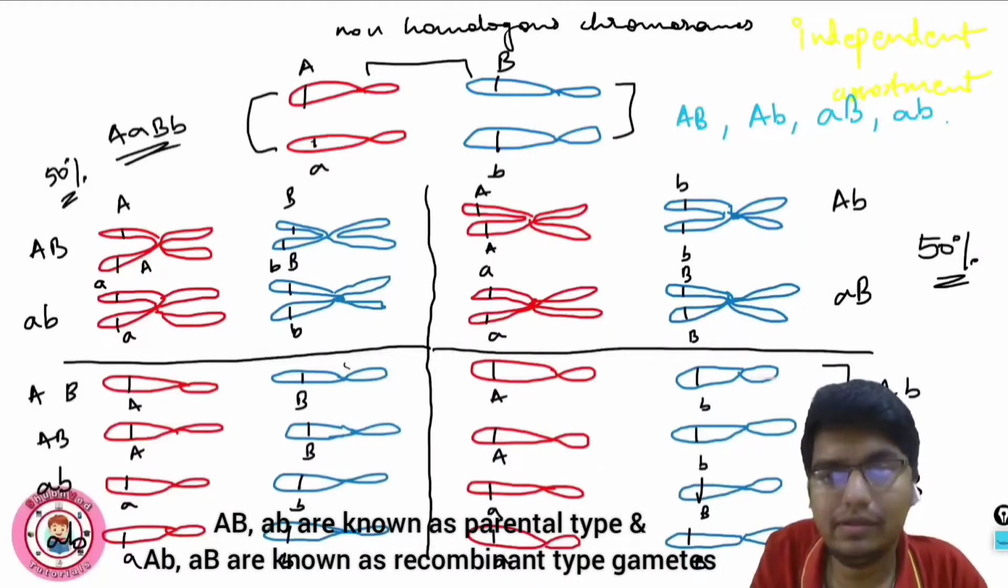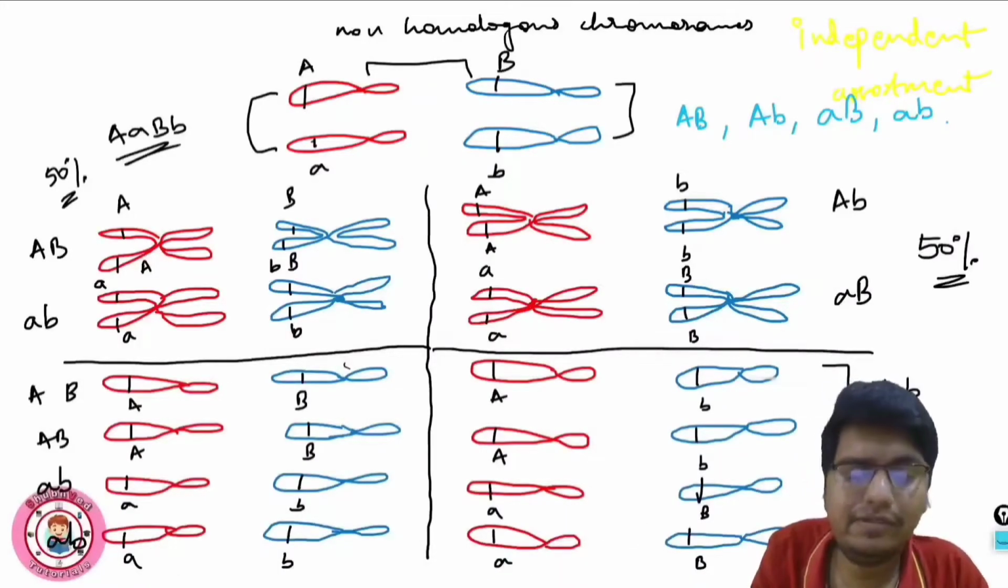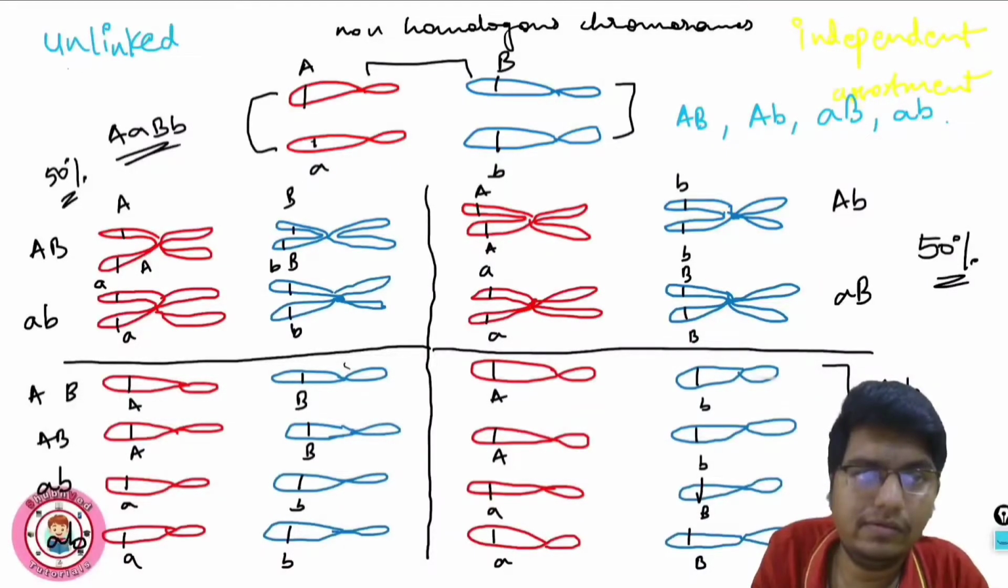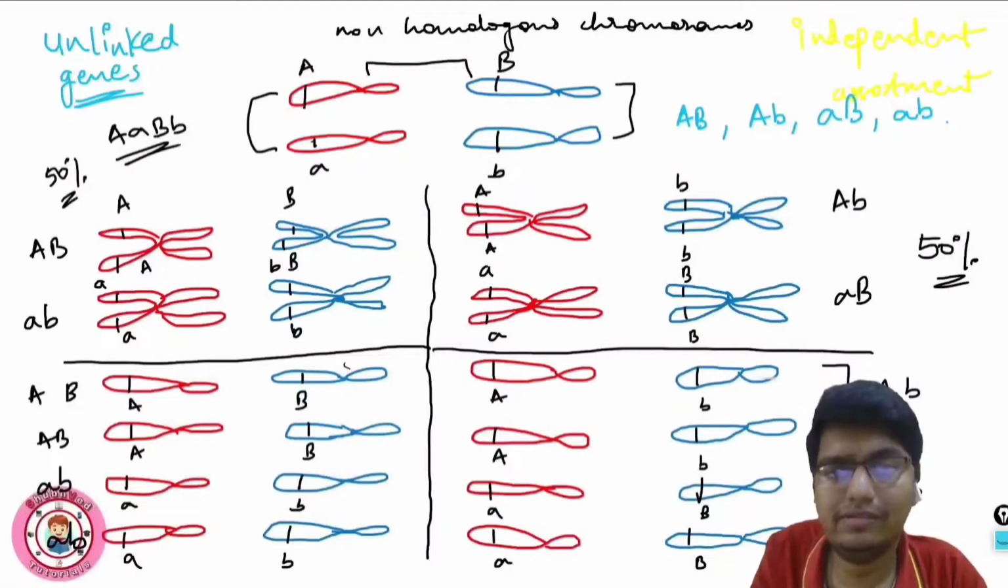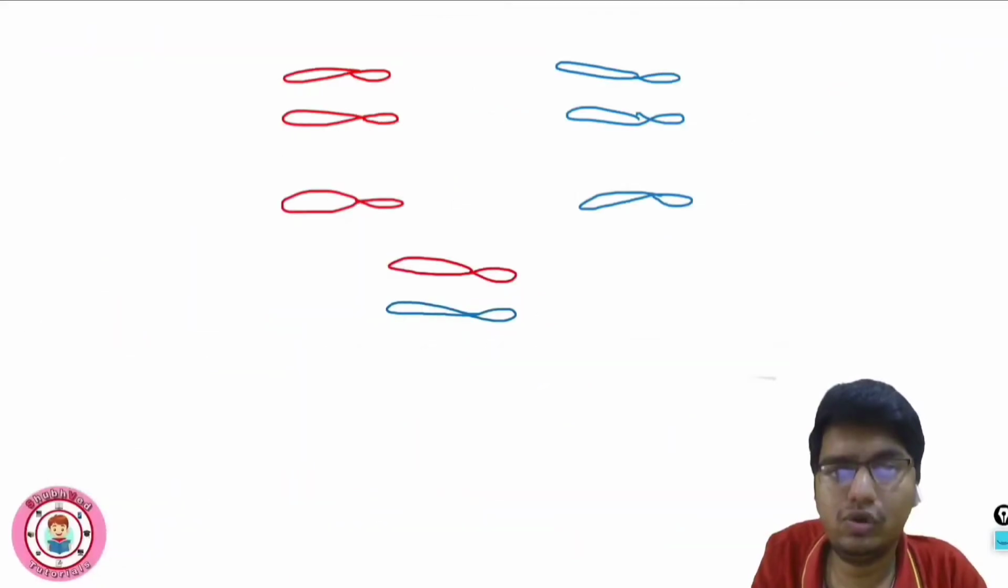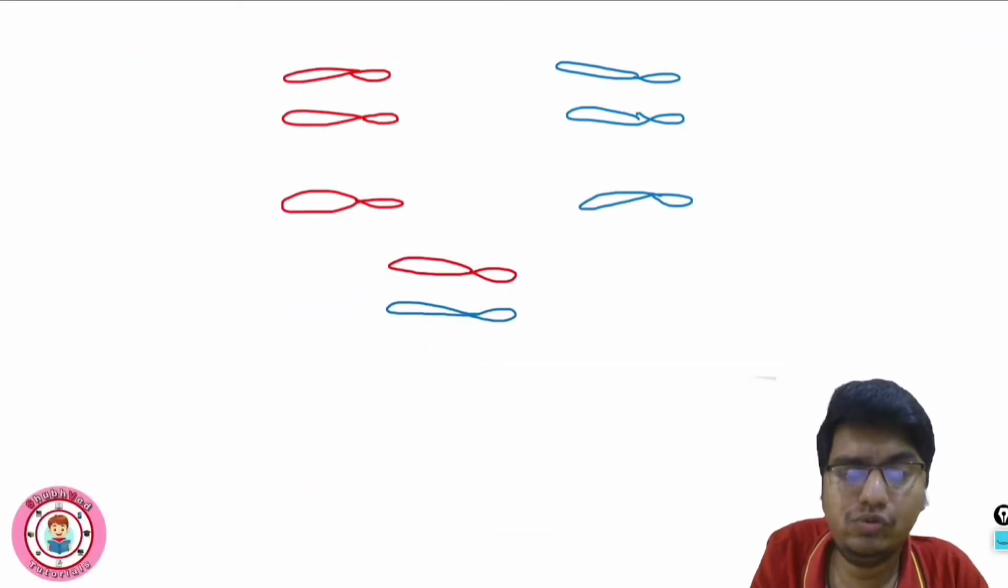Okay, so when this type of thing happens, means when genes are located on different chromosomes, they are known as unlinked genes, as they are located on different chromosomes. Now we will see what happens when the genes are located on the same chromosome, that is homologous chromosomes. Okay, and two genes. Let's see.